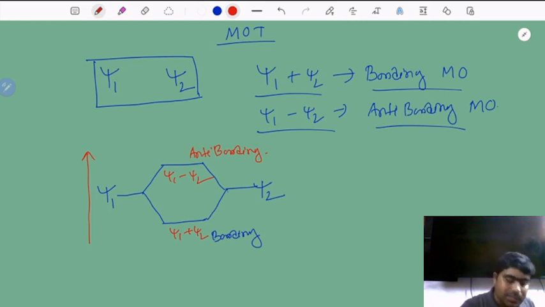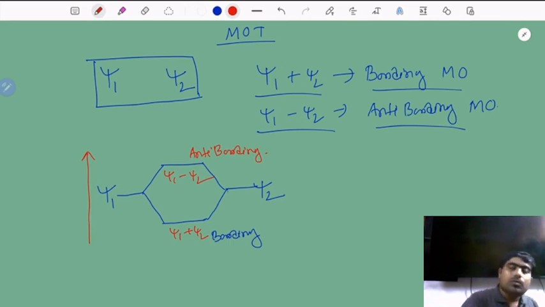It's a very simple thing. So what have we learned? Molecular orbital means the combination of two atomic orbitals, and two atomic orbitals combine to make two molecular orbitals. One is bonding and the other anti-bonding. Bonding is addition, and anti-bonding is subtraction of atomic orbitals.